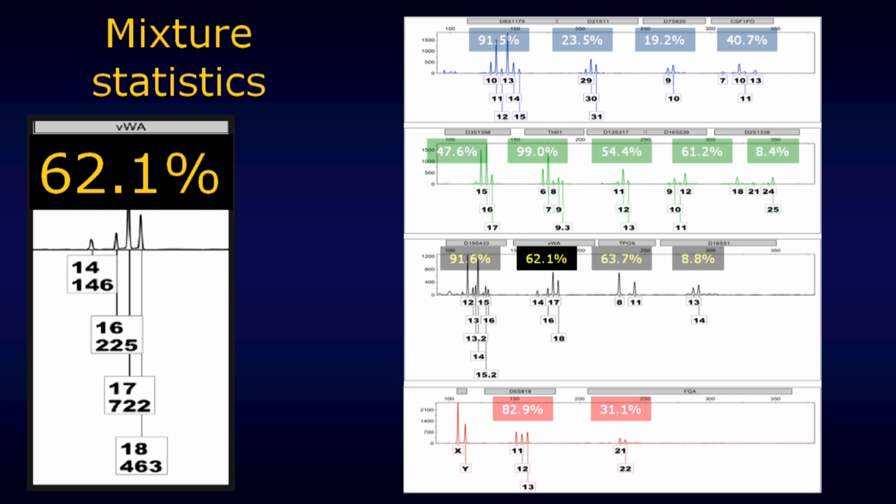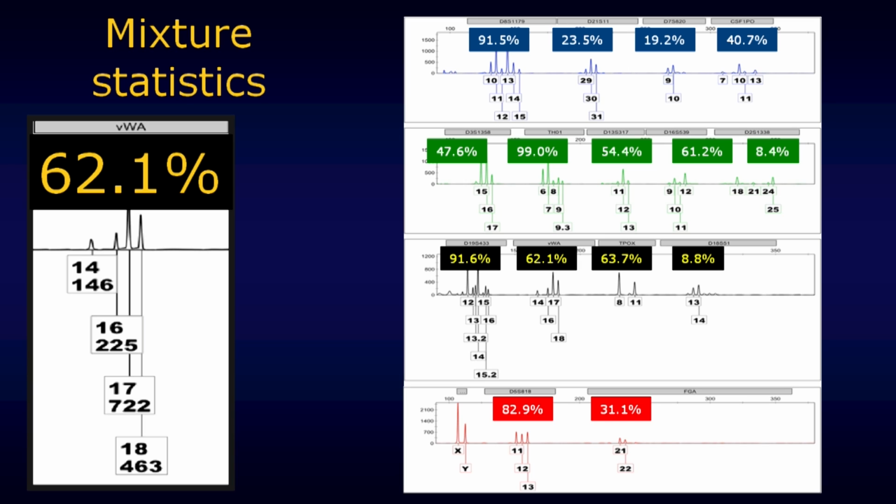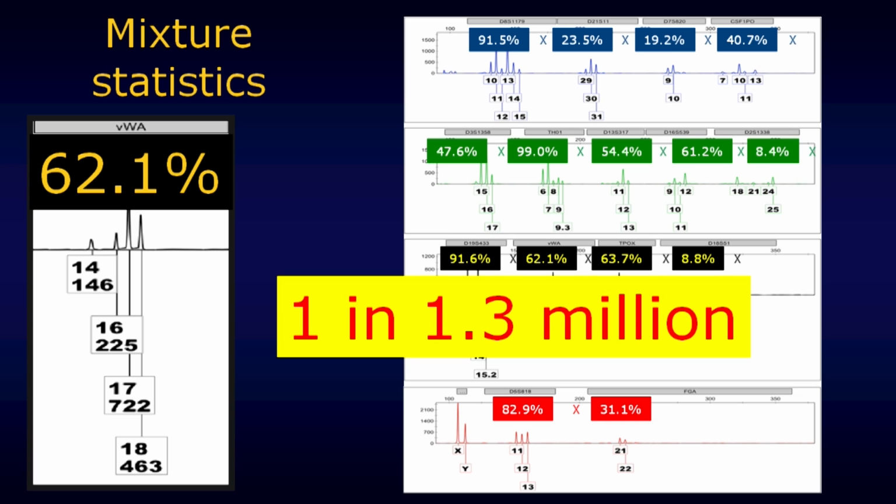I'll spare you the details and just show you the numbers. We can do the same calculation at all the other tested loci, invoke the product rule again, and multiply those all together, and get a CPI statistic that captures the weight for all of these tested loci, not just the VWA locus, but all of the 15 loci for which we have information for this particular sample. What's that CPI bottom line number for this mixed sample? 1 in 1.3 million.